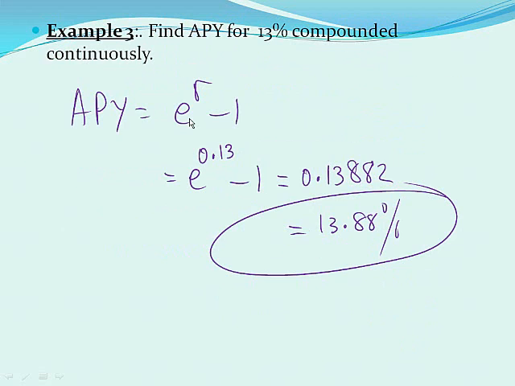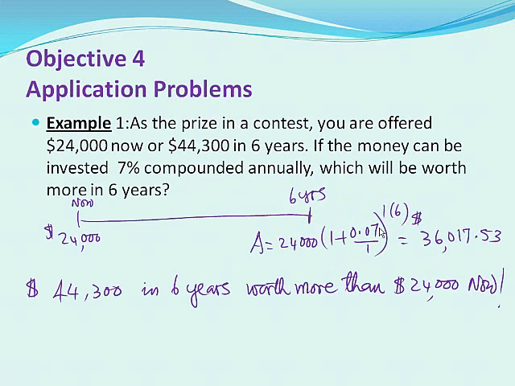Suppose we want to find the annual percentage yield for 13% compounded continuously. So this time the formula is e to the power r minus 1. r is given as 0.13. So when we substitute this, we get 13.88%.